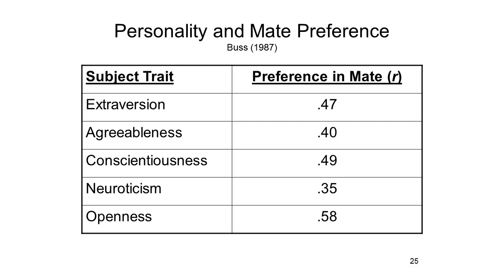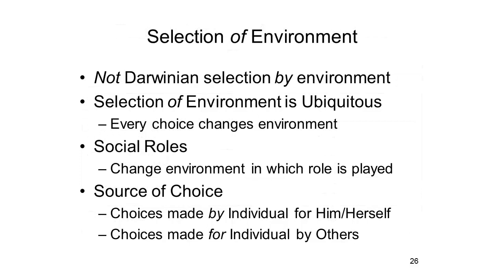Extroverts preferred mates who were extroverted. Conscientious people preferred mates who were conscientious. Neurotics even preferred mates who were neurotic. Our friends, our companions, our mates are very important aspects of our environment. By selecting mates with personalities that are similar to ours, we help ensure that our environments will be compatible with our own personalities. In a sense, this selection of the environment by the individual is the opposite of Darwinian selection by the environment. While it's true that the environment favors people with certain kinds of traits, it's also true that people with certain kinds of traits favor certain kinds of environments.